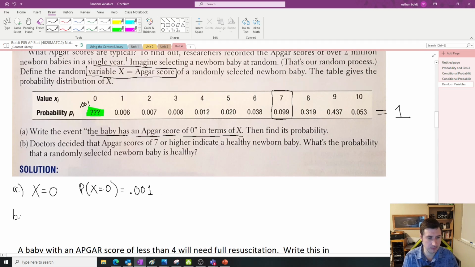B. Doctors decide that APGAR scores of 7 or higher indicate a healthy newborn baby. What's the probability that a randomly selected newborn is healthy? All right, so first write that in probability notation. 7 or higher, so that means X is greater than or equal to 7. That is the weirdest alligator mouth I've ever drawn. There we go.